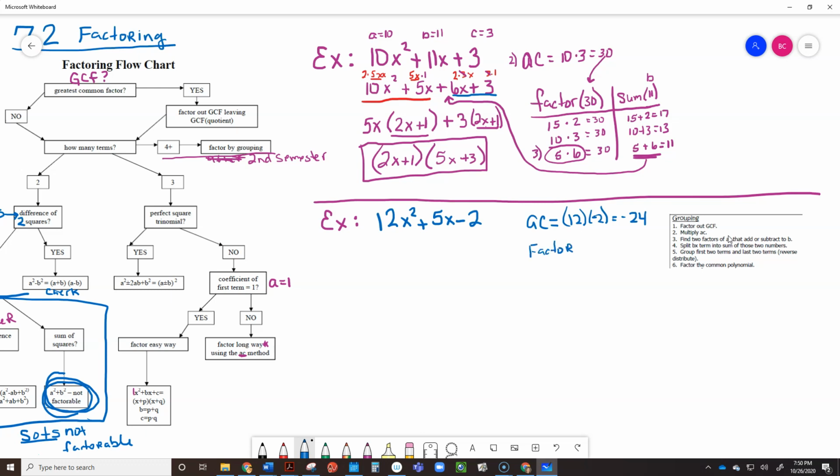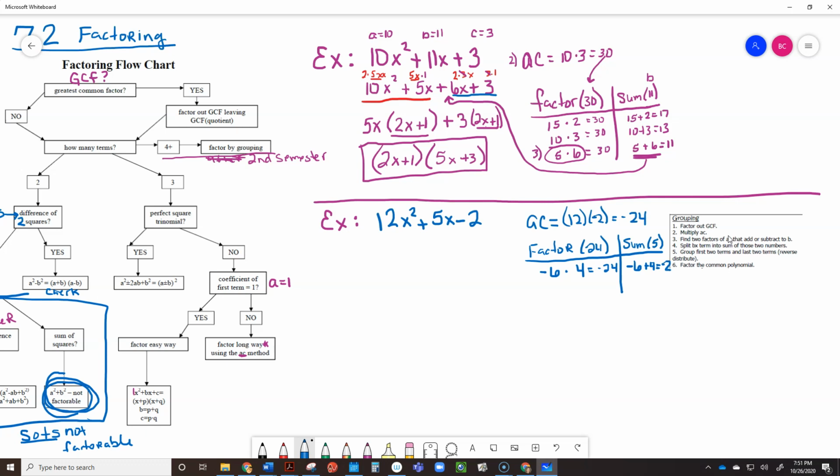So now we do a factor table and a sum. We need factors of AC, so factors that give me negative 24 that are going to add together to be 5. So we're going to take the factors of negative 24, I don't know, 6 times 4. 6 times 4 gives me 24. One of them needs to be negative because I need a negative 24. So negative 6 times 4 gives me negative 24, and negative 6 plus 4 gives me a negative 2.